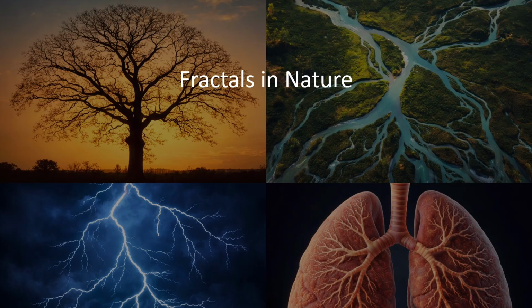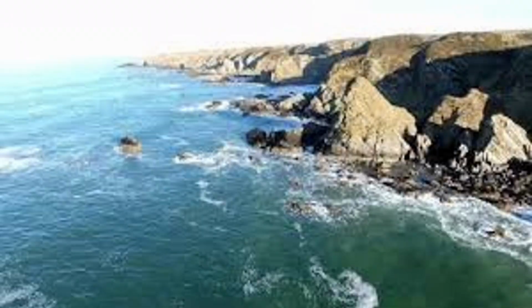Fractals are not just mathematical ideas. They appear throughout nature. Tree branches divide into smaller branches, and rivers split into smaller streams. Lightning spreads in jagged, repeated paths. Even the structure of your lungs follows a branching pattern. These fractal-like shapes allow natural systems to grow efficiently and fill space in a very effective way.